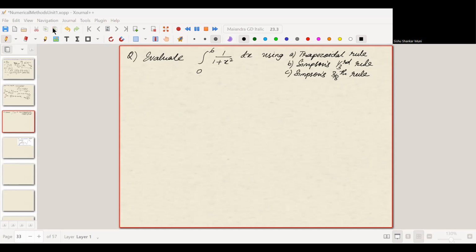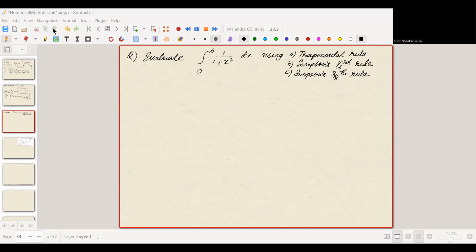Try to think. But anyway, we will solve numerically, without the knowledge, using these three rules: A, trapezoidal; B, Simpson's 1/3; C, Simpson's 3/8. For that, we have to generate our data. We have been given a function, but we have to get the data in the form of points, x0, y0, x1, y1, x2, y2, and so on.